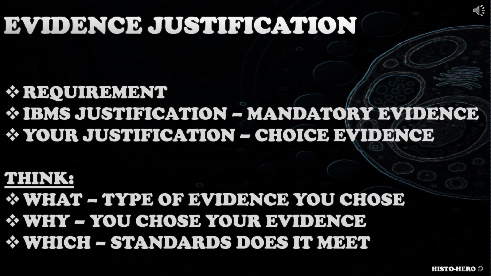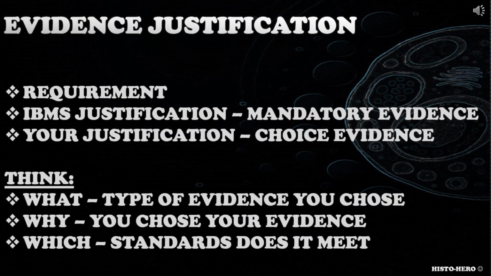One more thing you have to include when choosing and writing your evidence. And that is the evidence justification. For the mandatory piece of evidence, the IBMS has provided a very good justification why they would want you to do that piece of evidence. I would strongly advise you to read their justifications, as this can form the basis for how to be justifying your choice of evidence. You should also include what standards you have met by your evidence.